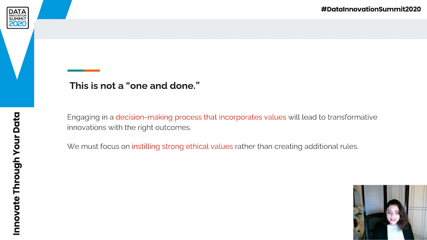To conclude, this is not a one-and-done approach. Engaging in this decision-making process that incorporates this value will not only lead to transformative innovation, it will also make sure that the right outcomes are designed for AI and also data-based outcomes. And we should also focus on instilling strong ethical values, because these ethical values will help not just in improving, but will also help us avoid creating additional rules. AI and machine learning algorithms provide us with unprecedented capability. They also expose us to this unethical bias.